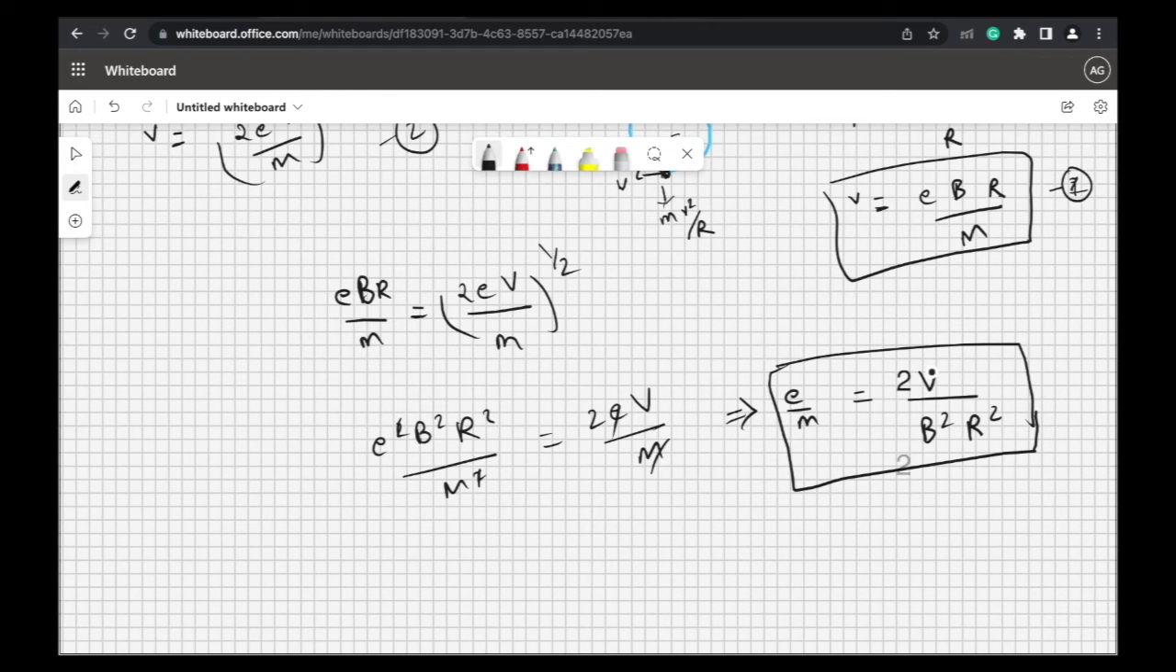So now you have an equation for the charge to mass ratio of an electron. V is the voltage difference which is set by you. B is the magnetic field which is generated through the Helmholtz coil. R is the radius which you measure experimentally to find out this charge to mass ratio.